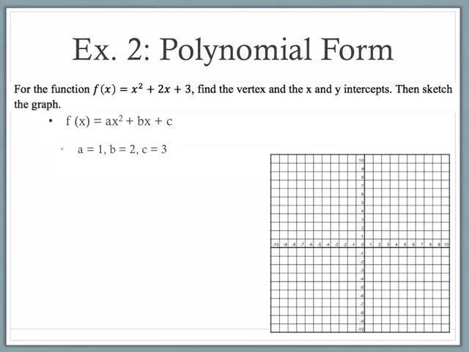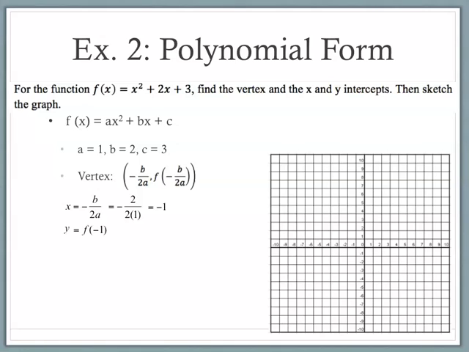So for the vertex, we are going to first find negative b over 2a. So this would be negative 2 over 2 times 1, which is equal to negative 1. So that's your x-coordinate. Now we're going to put negative 1 back into our function f of x to get our y coordinate.